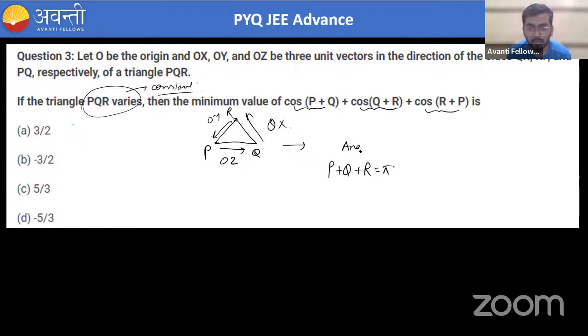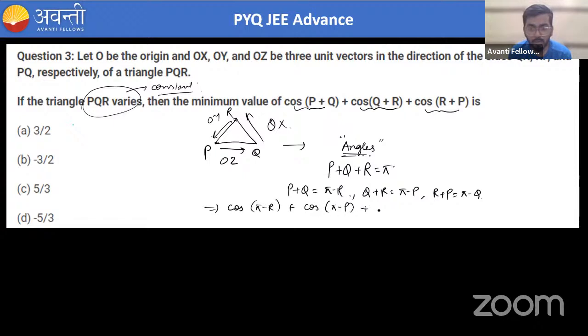Like this is for angles. In a triangle, the sum of the angles is pi or 180 degrees. So you can write P plus Q as pi minus R, then Q plus R as pi minus P, then R plus P as pi minus Q. Okay. So cos P plus Q and all these will be reduced to cos of pi minus R plus cos of pi minus P plus cos of pi minus Q, right?